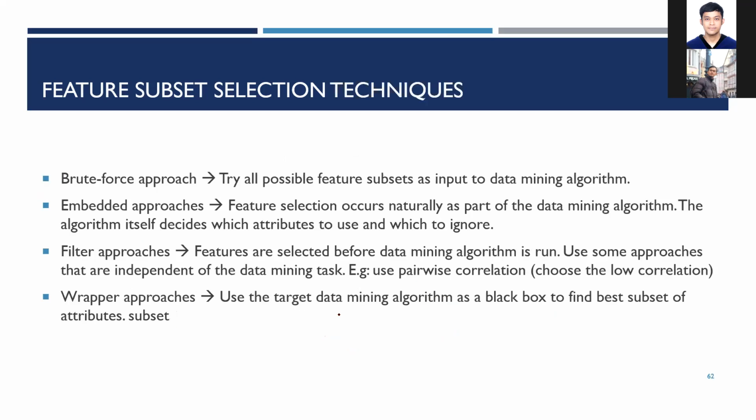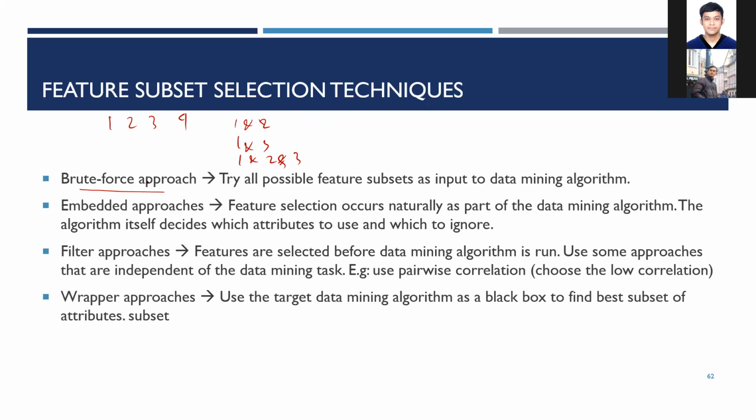Okay, these are some feature selection techniques. First is the brute force approach. Here, we try all possible feature subsets. For example, let's say we have features 1, 2, 3, 4. We make all combinations of this subset: 1 and 2, 1 and 3, 1 and 2 and 3, for example. And then see which one of these feature subsets will give us the best result.